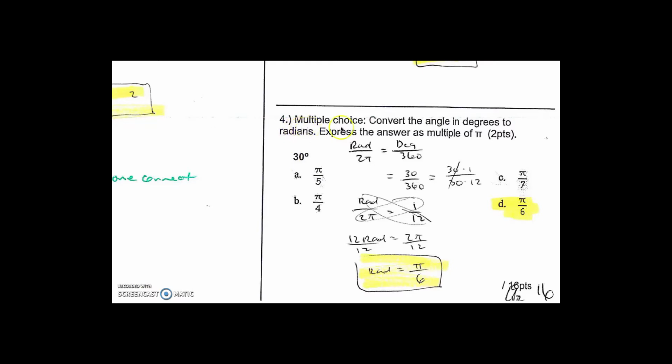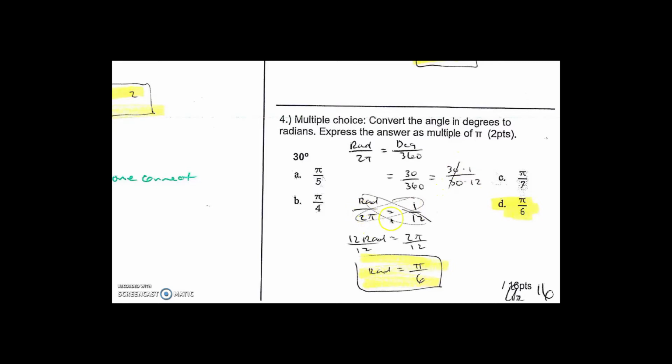Question number 4 is multiple choice. Convert the angle in degrees to radians. Express the answer as a multiple of pi. The proportion is radians over 2 pi equals degrees over 360, so part over whole equals part over whole. They give you 30 degrees here. Factors of 30 are 30 and 1. Factors of 360 are 30 and 12. So your GCF there is 30.